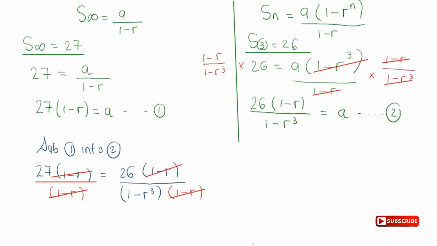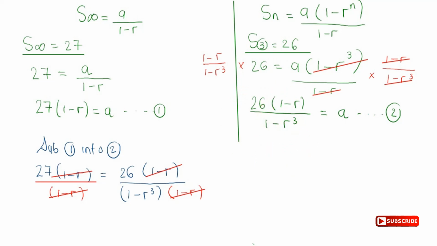So I substituted our S infinity equal to 27 into the equation S infinity equals A over 1 minus R. And I also substituted S3, which is equal to 26, into this equation. We found that our equation 1 was 27, open bracket 1 minus R, equal to A, if you make A the subject of the formula. And we found that 26, open bracket 1 minus R, all over 1 minus R cubed, is the second equation if you make A the subject of the formula.